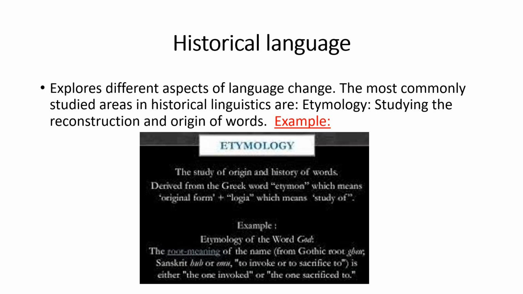Historical linguists explore different aspects of language change. The most commonly studied areas in historical linguistics include etymology, studying the reconstruction and origin of words. Example: etymology of the word God. The root meaning of the name, from the Gothic root word and Sanskrit hu or ghu, to invoke or to sacrifice to, is either the one invoked or the one sacrificed to.